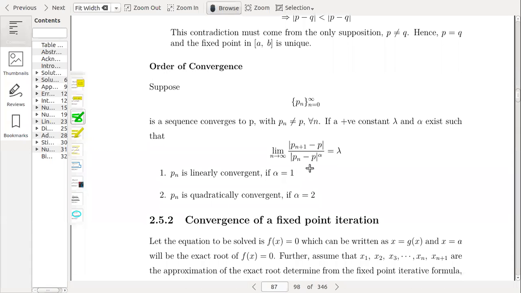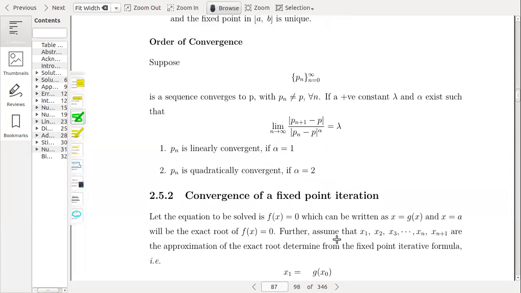So here we can find whether the given function is linearly convergent or quadratically convergent. In |pn+1 - p| over |pn - p| to the power alpha, we just have to find this alpha. If alpha is equal to 1, then we say that the given function is linearly convergent. And if alpha is equal to 2, we say that the given function is quadratically convergent.